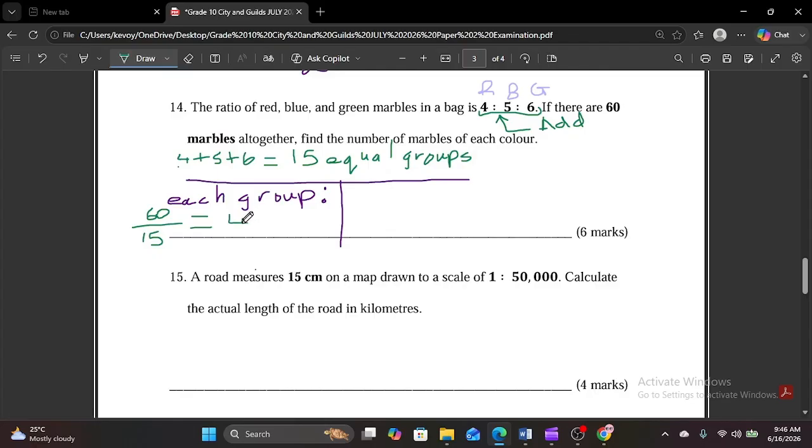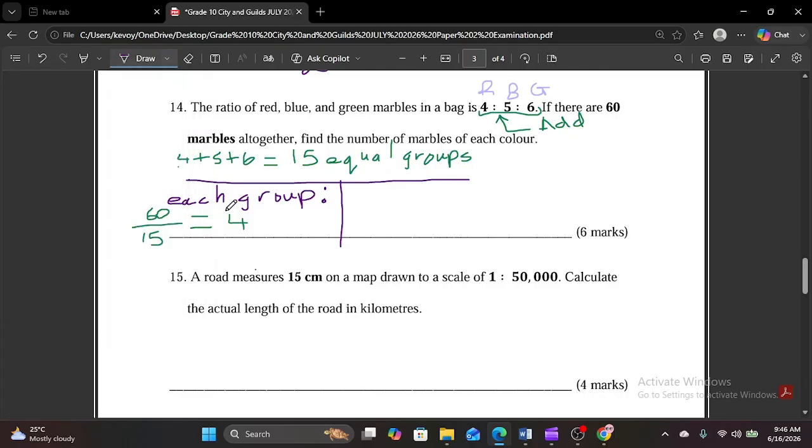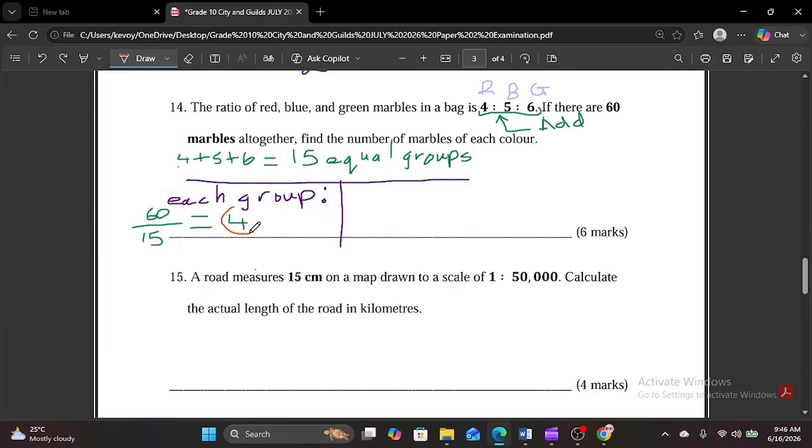So that means that each group will have 4 marbles. So each group will have 4 marbles. Picture this now. There are 15 groups, and in each of the 15 groups, there are 4 marbles in each group. Right?